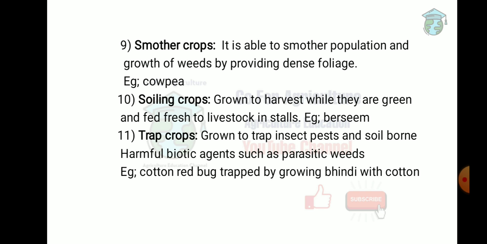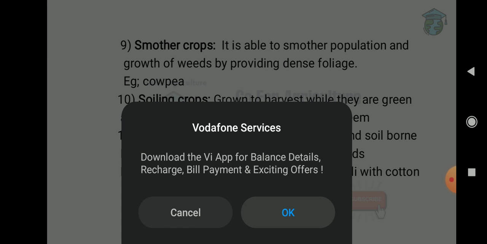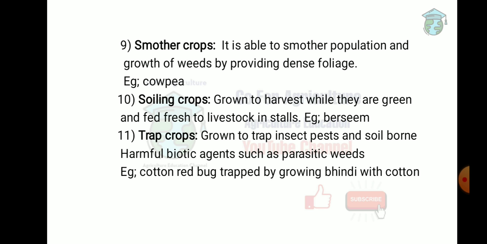Last but not least, trap crops. So trap crop is generally a crop that is grown to trap insects or soil borne harmful biotic agents such as parasitic weeds. This is known as trap crop. So example is in cotton, bindi is grown to trap cotton red bug. Also we can say another example, orobanche is a weed that is trapped by solanaceous plants and striga is a weed that is trapped by sorghum.